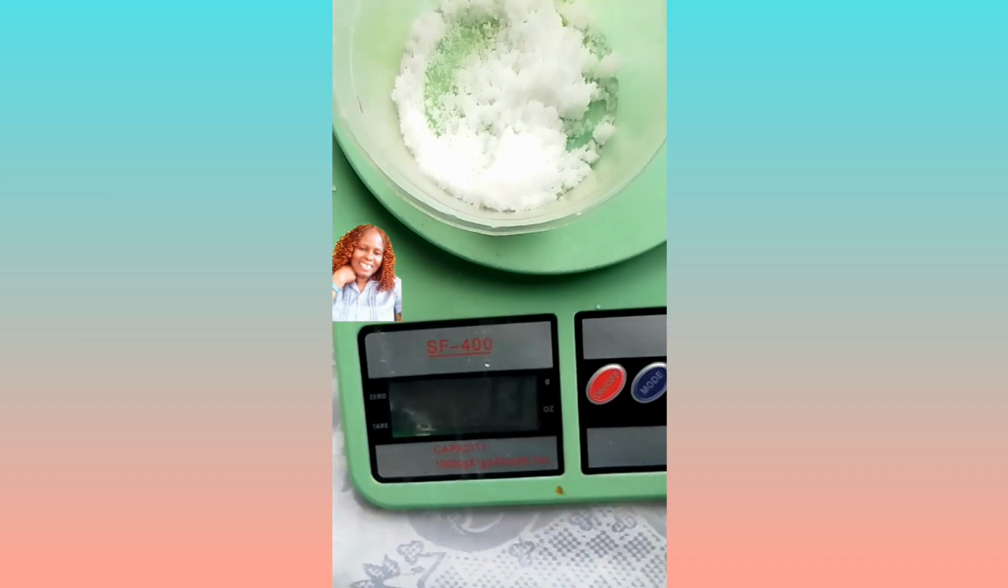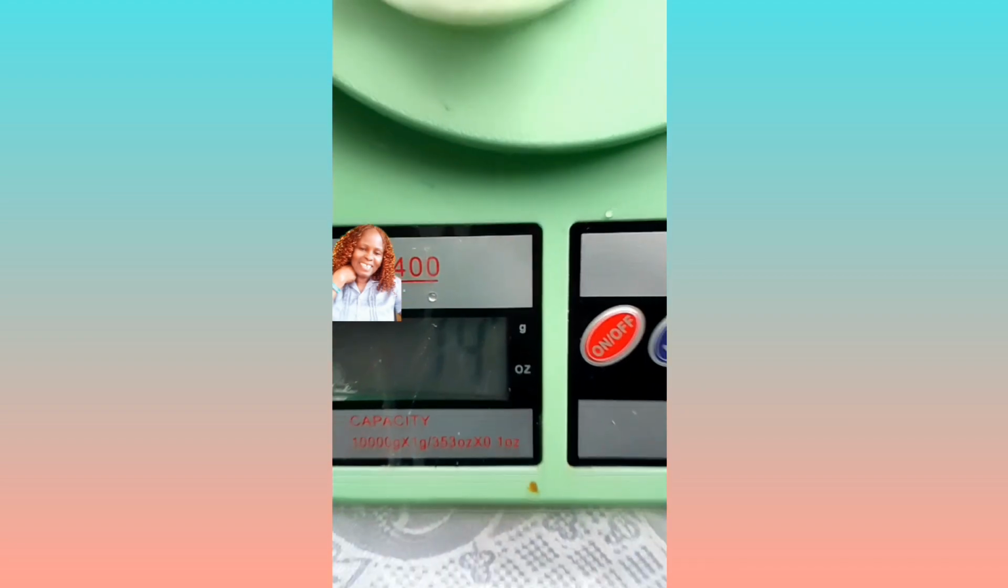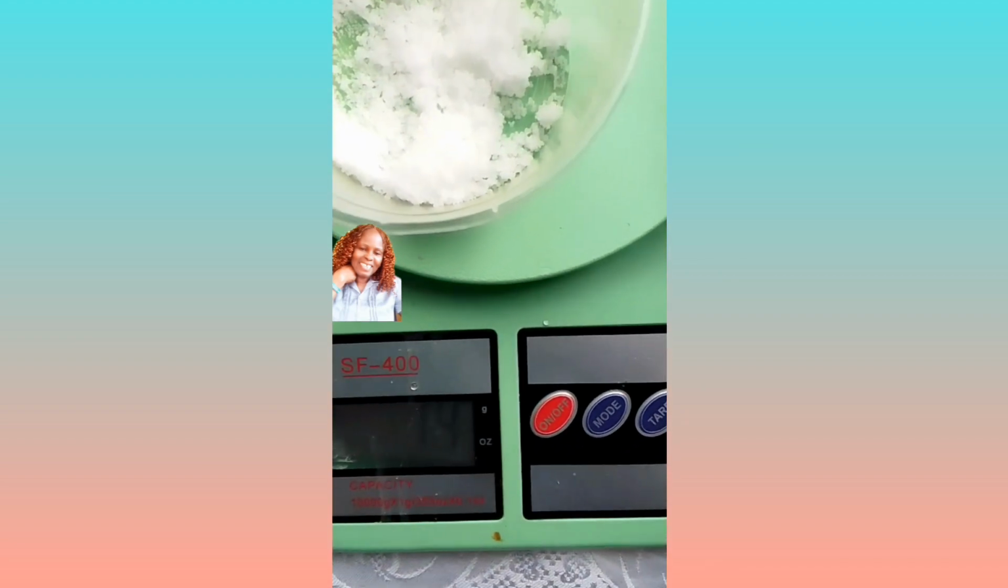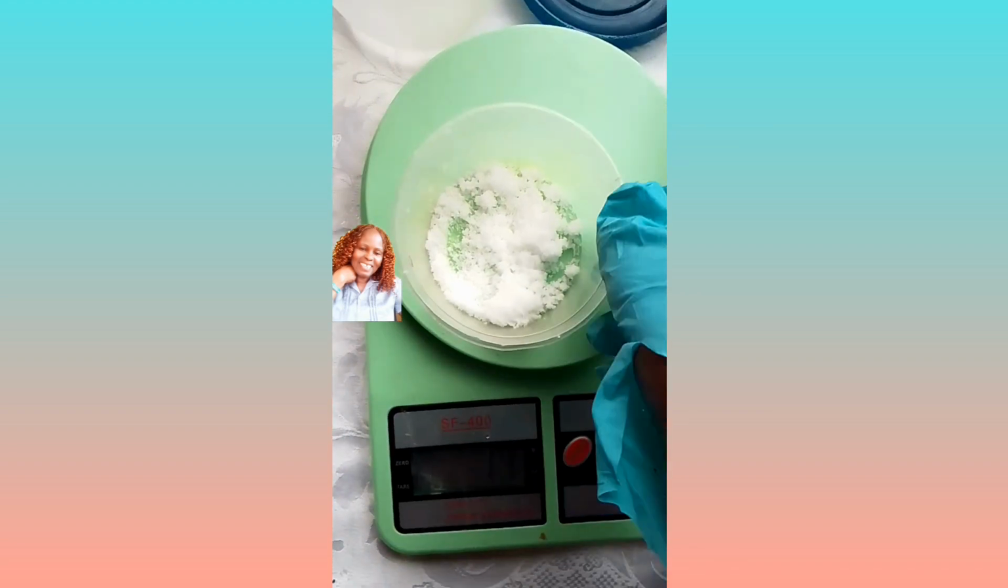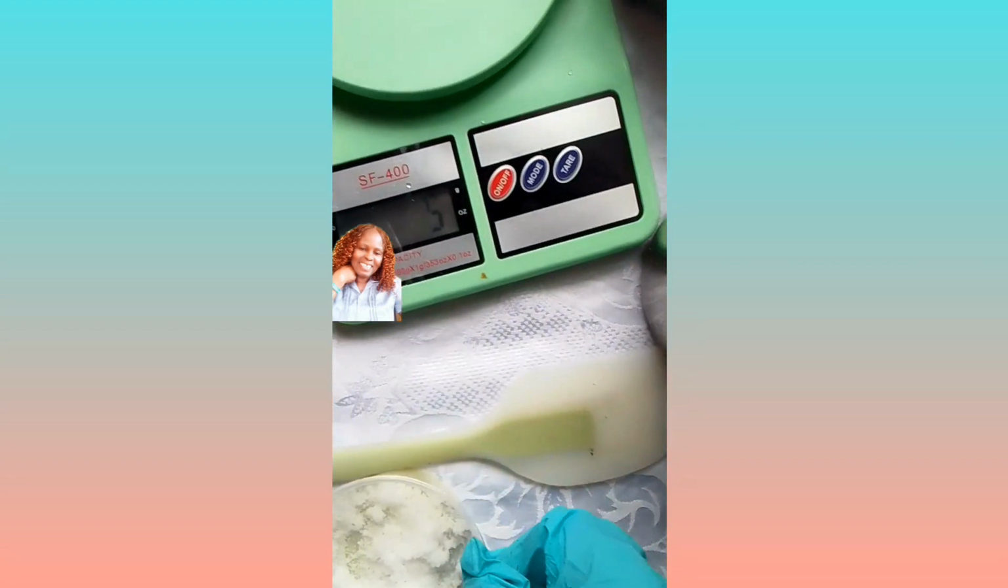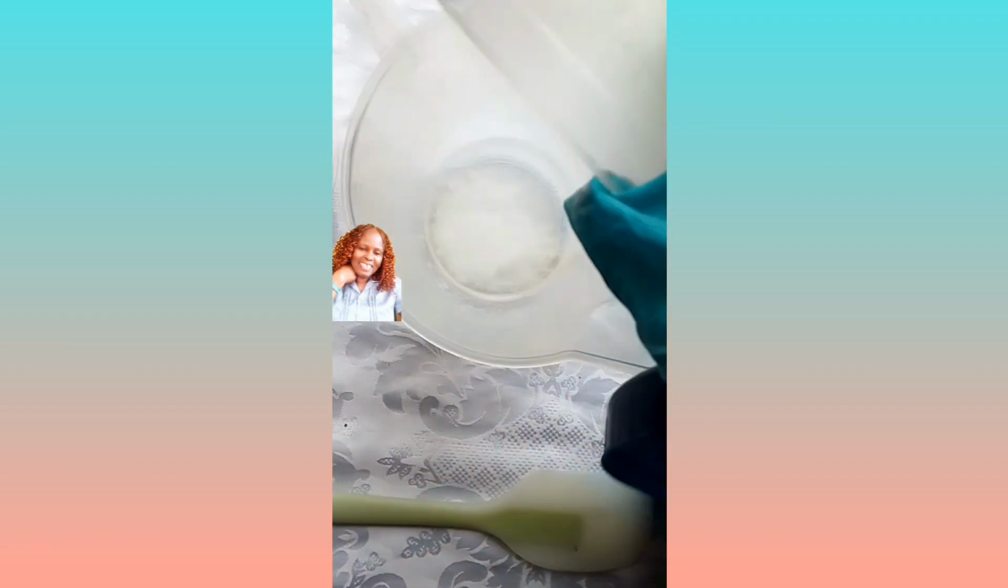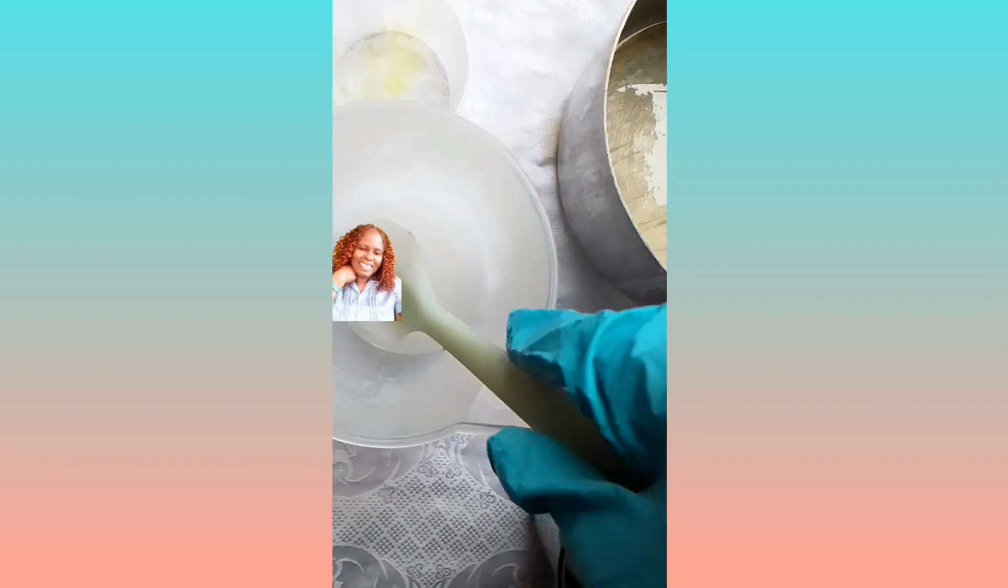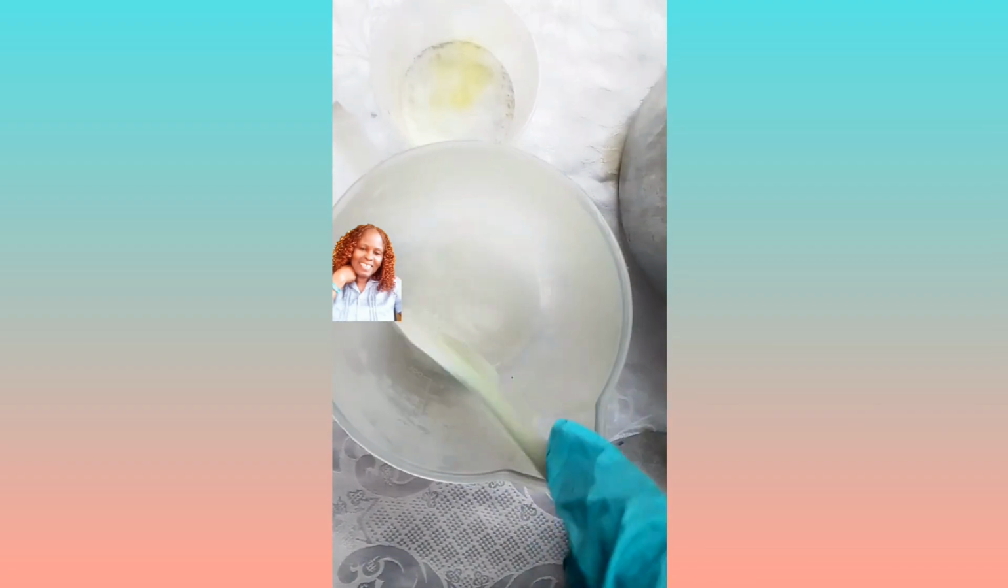Now I will use that water to dissolve this caustic. Please don't pour water into caustic. Always add your caustic to your water like what I'm doing here. So I added it. I will stir it and allow it to cool down. Everything is ready. Very simple. Some of you will not listen. It is good for you to listen. These are the basics of soap making.